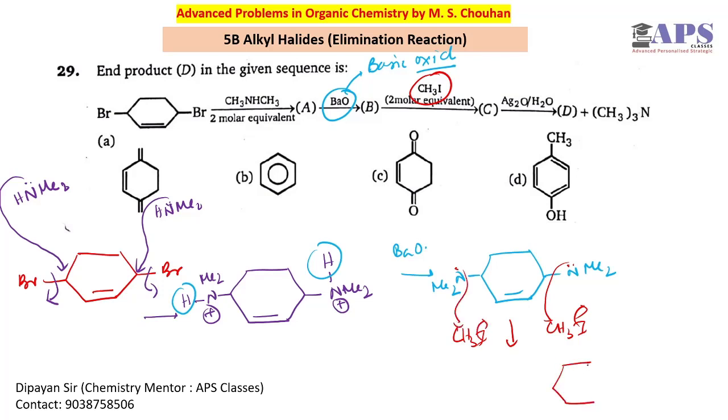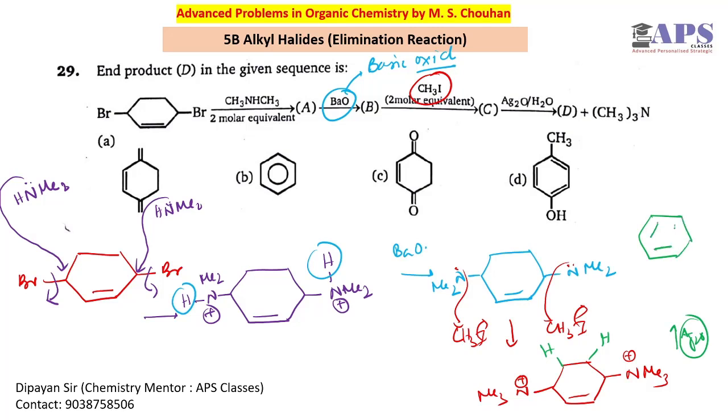So this is nothing but a Hofmann exhaustive methylation case, where we have nitrogen positive with 3 methyl groups, nitrogen positive with 3 methyl groups, and we have 2 hydrogens here for the reaction purpose, and moist Ag2O. After elimination, the final product will look like this only. So benzene will be our final product.